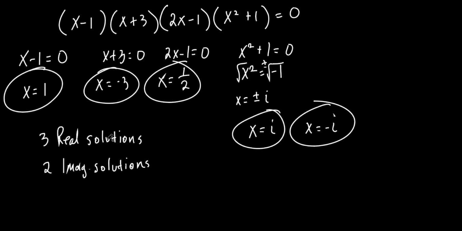How many positive real solutions do I have? I got 1 and 2. So I got 2, I'll just put it right here. 2 positive real solutions. How many negative real solutions do I have? This is a negative 3. I got 1. All right, you with me on that?